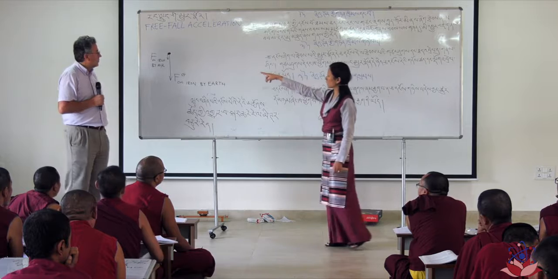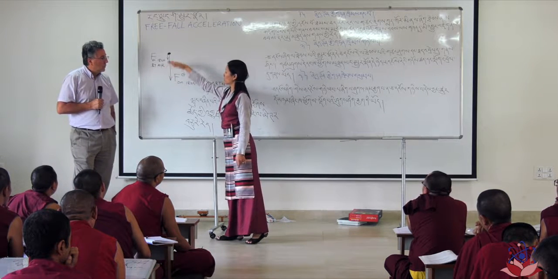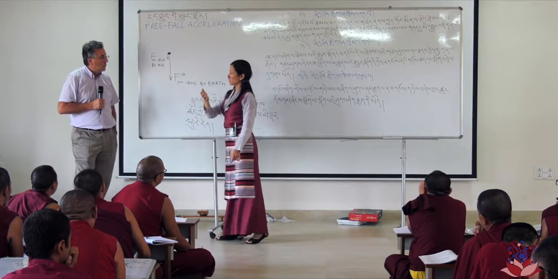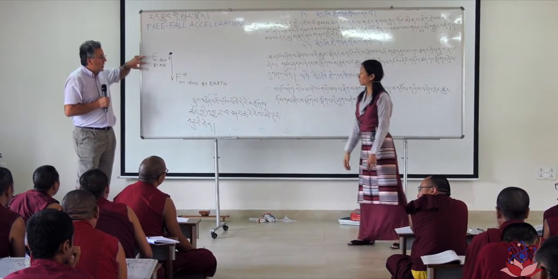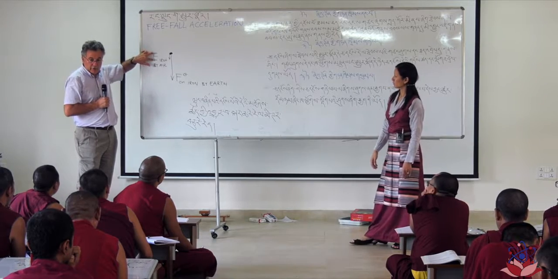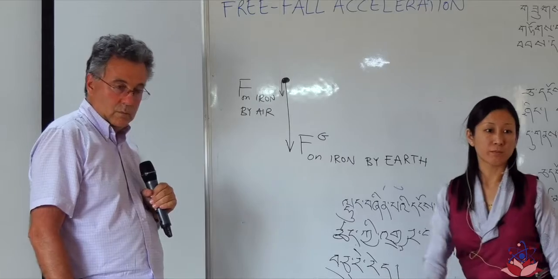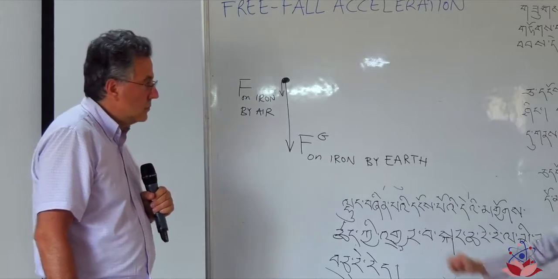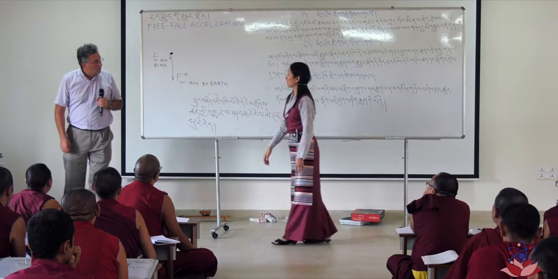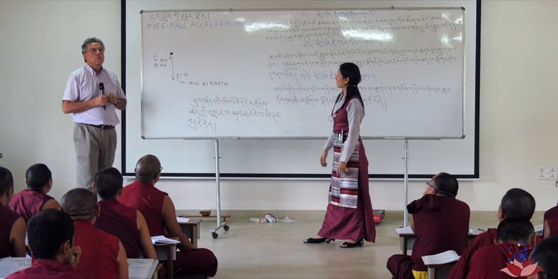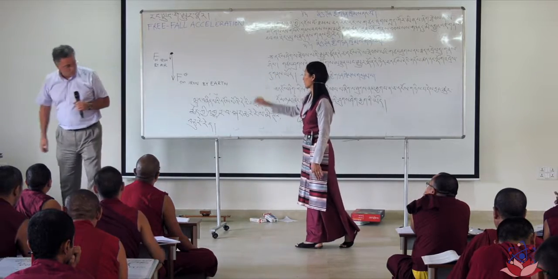Okay, this one is the force on iron by air, the push that is felt by the iron, and frictional force is felt by the iron by rubbing. Isn't this a rubbing force? This is not a rubbing force. This is like the force created by push. The air is pushing on this iron, so this is that force.